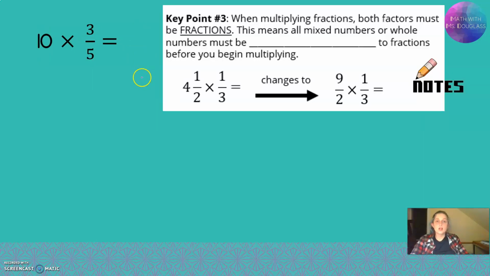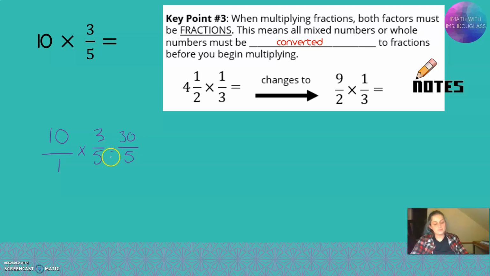Key point number 3. When multiplying fractions, both factors must be fractions. Over here that 10 is not a fraction. So if you have a mixed number or a whole number like that 10, you must convert them into fractions before you can multiply. I remember that 10, any whole number, can be written as the whole number divided by 1. And oh yay, now that's a fraction. I can multiply 10 times 3 is 30. I can multiply 1 times 5 is 5.